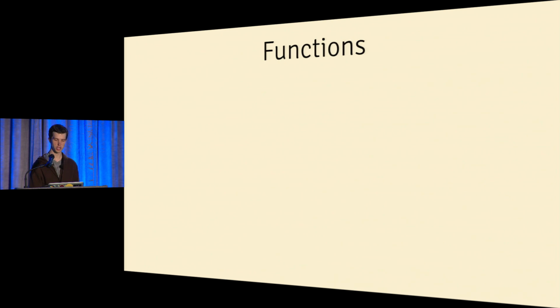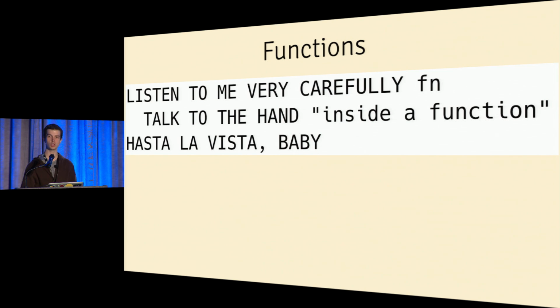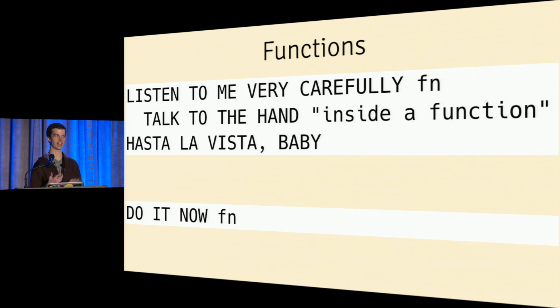So here's how you declare a function in Arnold C. You use the listen to me very carefully keyword, and then you perform whatever operations or statements inside of your function, and then you end your function with hasta la vista, baby. To invoke the function, you simply use the do it now keyword, and it's as simple as pie.